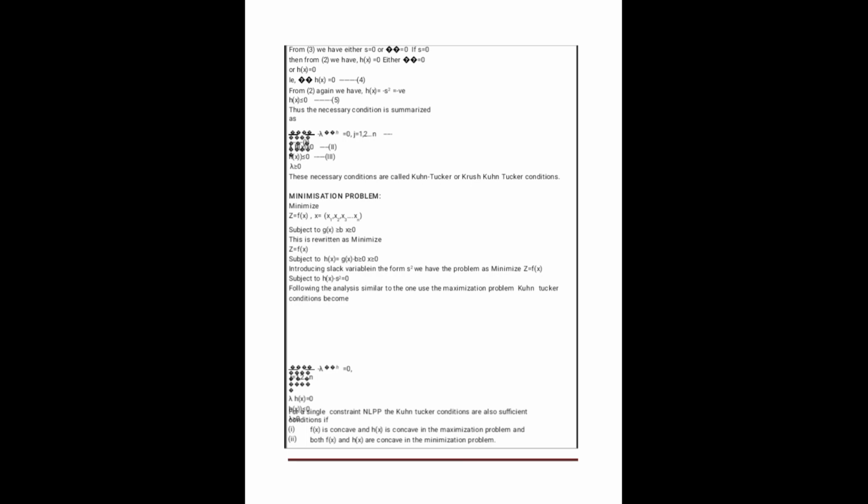Then another model is the minimization problem. Minimization problem is z equal to f of x, x equal to x1, x2, etc., subject to the constraint g of x greater than or equal to b, and h of x equal to g of x minus b greater than or equal to 0. Introducing slack variable s square, we have the problem as minimize z equal to f of x subject to h of x minus s square equal to 0. Following the analysis similar to the one used for the maximization problem, the Kuhn-Tucker condition becomes.